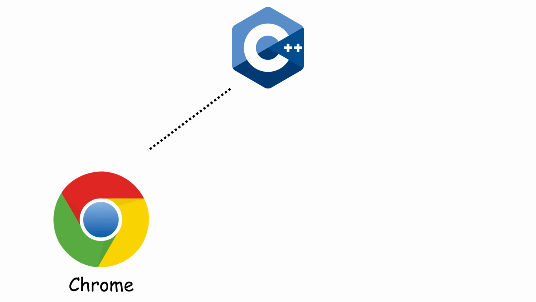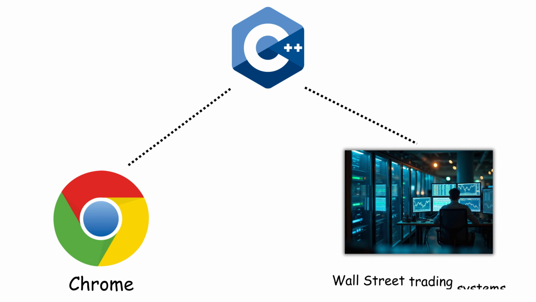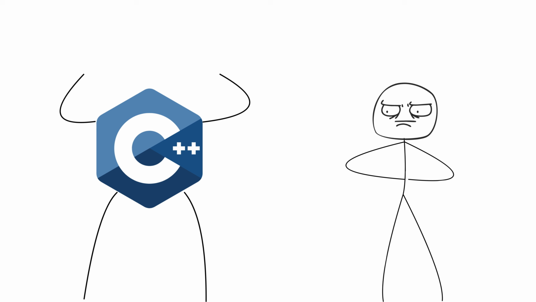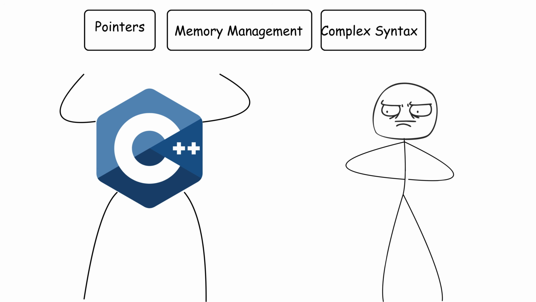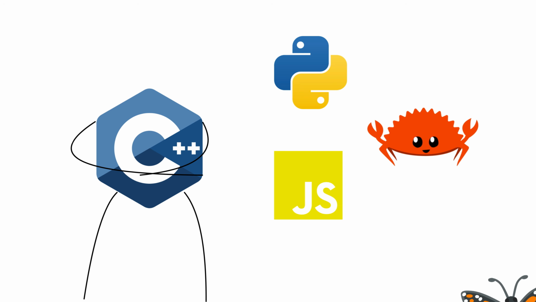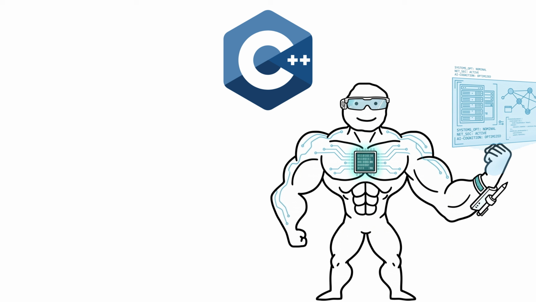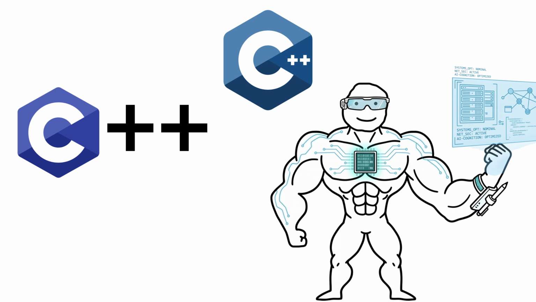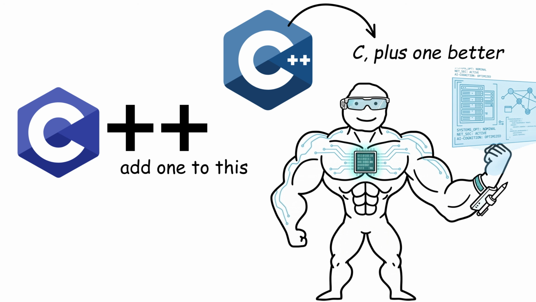It also shows up in web browsers like Chrome and even in Wall Street trading systems, where being a fraction of a second faster can matter a lot. Even with all that power, C++ isn't easy to pick up. It gives you a lot of control, but that also means more room to make mistakes, especially compared to simpler, more modern languages. As for the name, it's a small programmer joke. In code, ++ usually means add 1 to this. So C++ literally means C, +1 better.